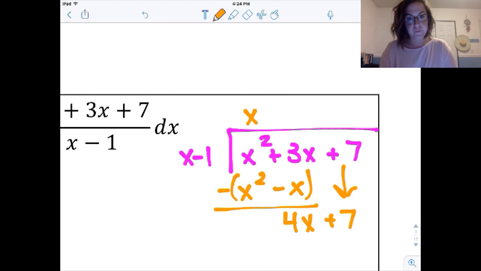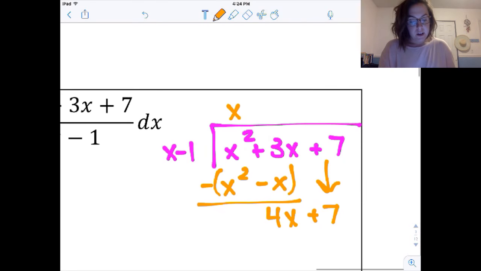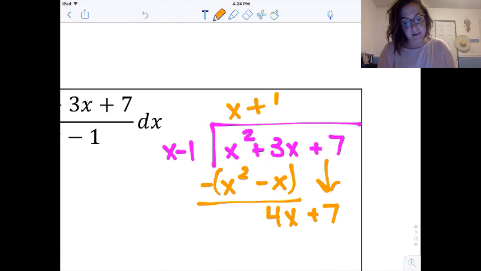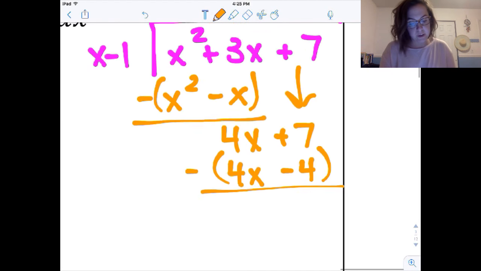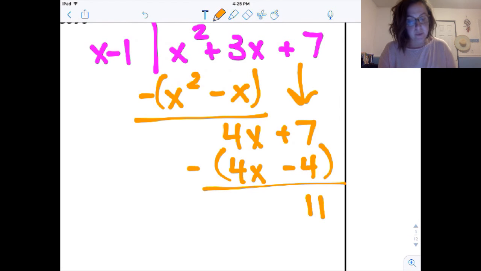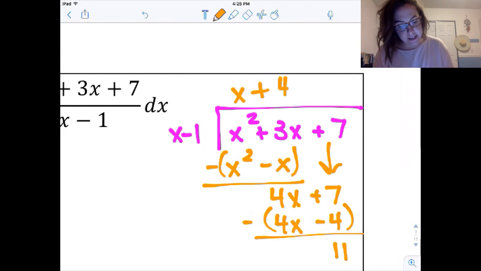And then I'm going to say, okay, x goes into 4x. That would be 4 times. Multiply those. So this would be 4x and then minus 4. You are subtracting the entire quantity, so you're actually going to be adding 4. So your remainder here would be 11. So this is x plus 4 plus 11 over x minus 1.